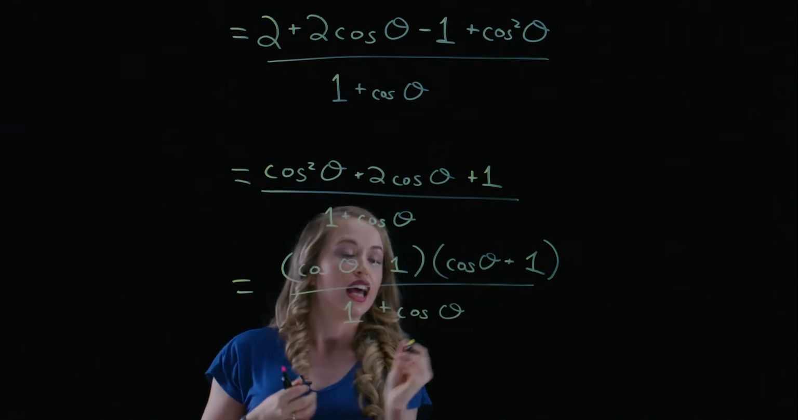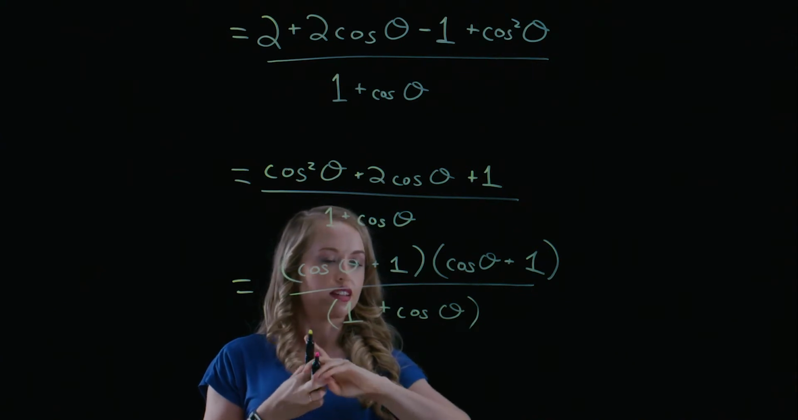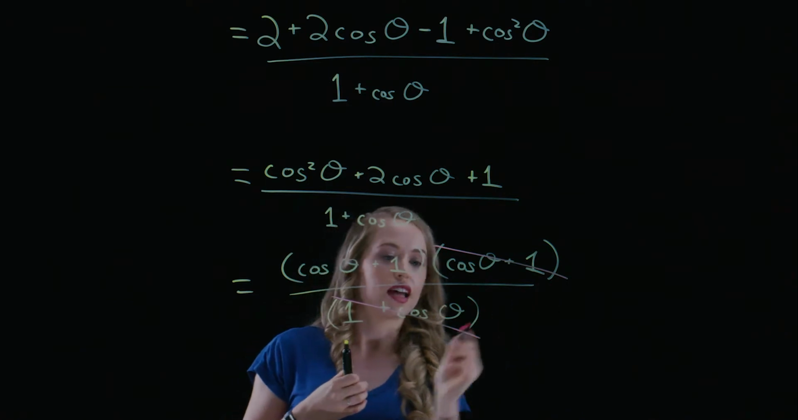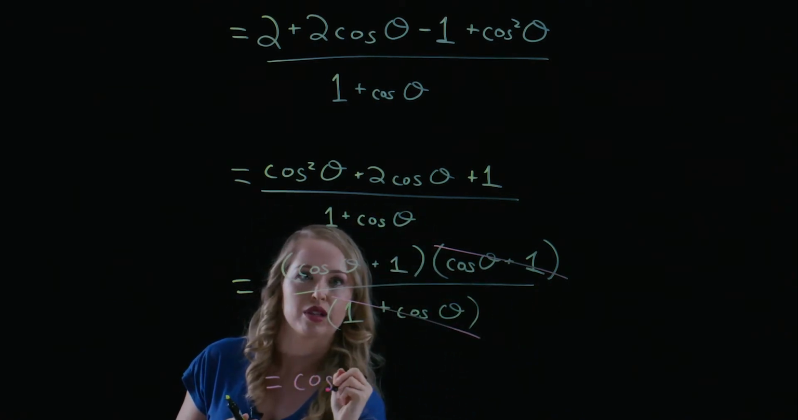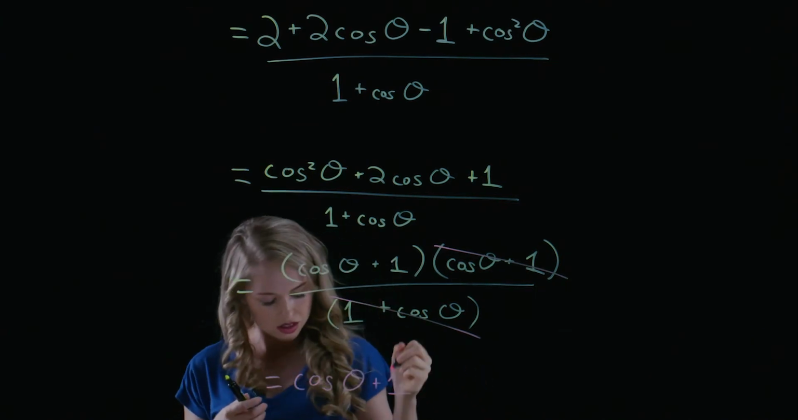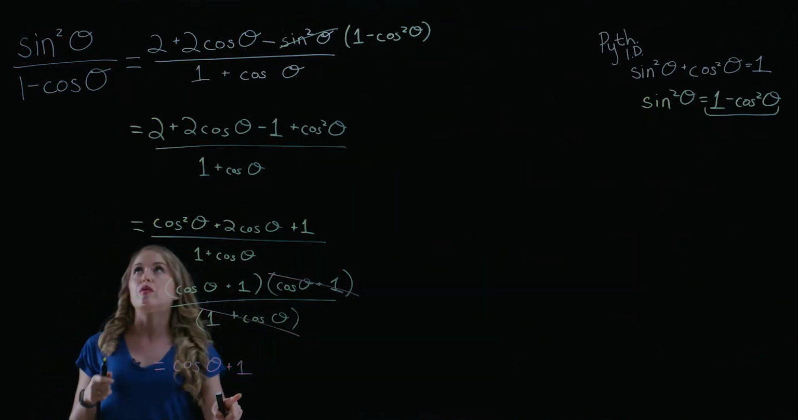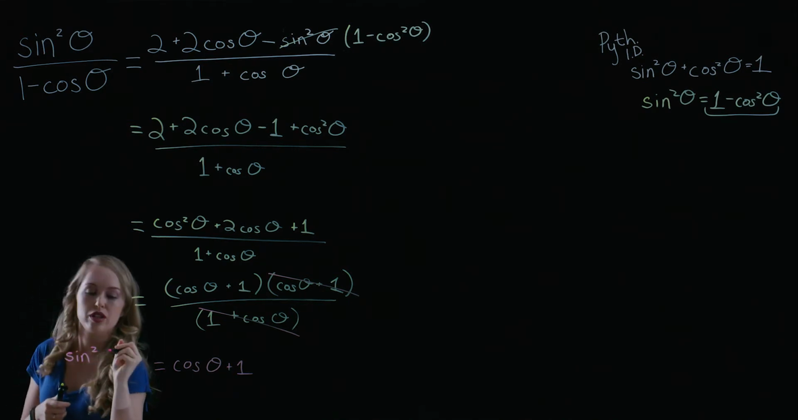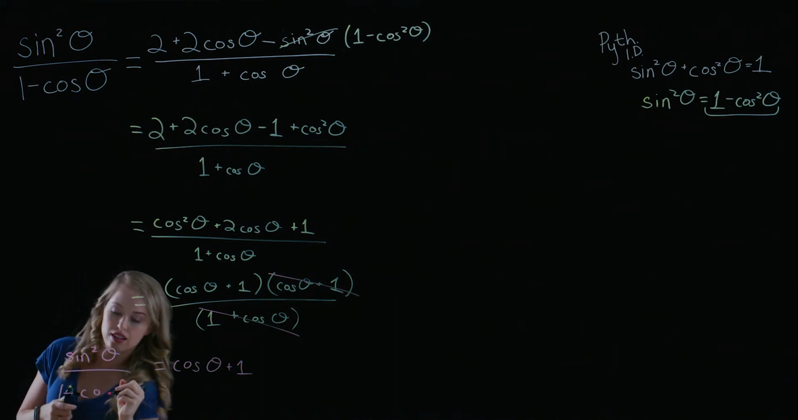Great. So now I will notice that my 1 plus cosine theta is on the top and the bottom. These are the same thing, which means I can cross them out. And now my right-hand side of the equation is simply cosine theta plus 1. Perfect. So now I can go ahead and reincorporate my left-hand side of the equation. I'm just going to bring it down from what I had originally, sine squared theta over 1 minus cosine theta.